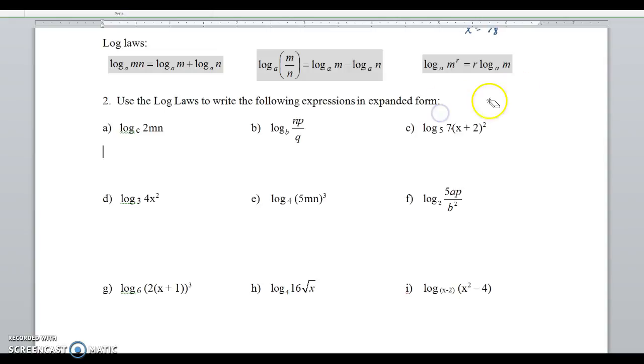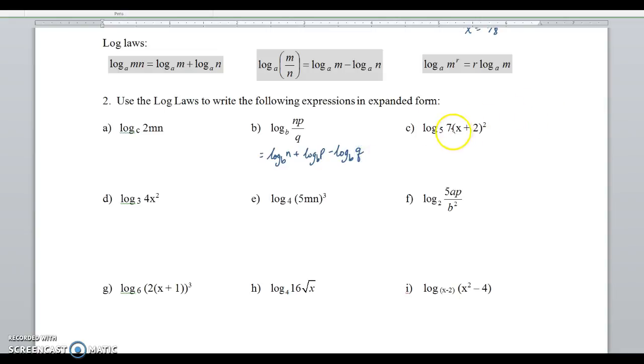So let's take a look, starting with question B. There's a multiplication on top and a division on the bottom, so that's going to become log base b of n plus log base b of p, and then you're going to subtract log base b of q.